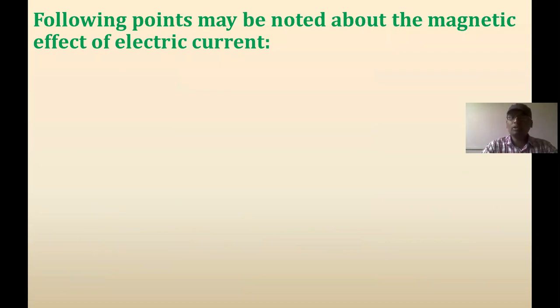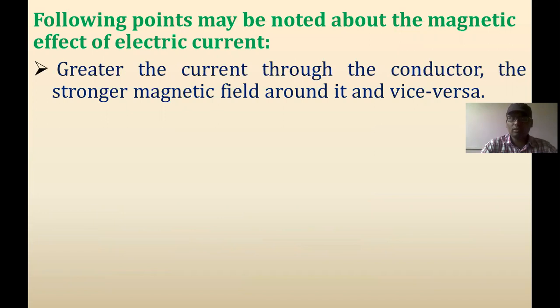The following points may be noted about the magnetic effect due to electric current. Greater the current through the conductor, stronger the magnetic field around it, and vice versa. म्हणजे जर कंडक्टर मधून हाय व्हॅल्यू ऑफ अ करंट पास झाला तर डेफिनेटली स्ट्रॉंग मॅग्नेटिक फील्ड ही तयार होणार आहे, अँड द वाइस वर्सा. It means that if the current value is smaller, then definitely a weaker magnetic field is generated along the length of that conductor.